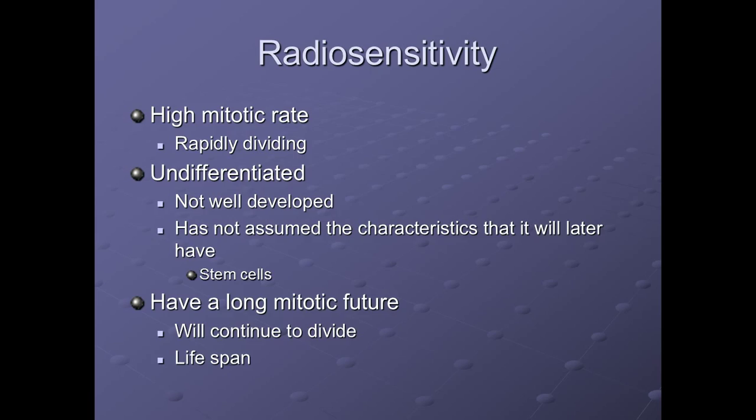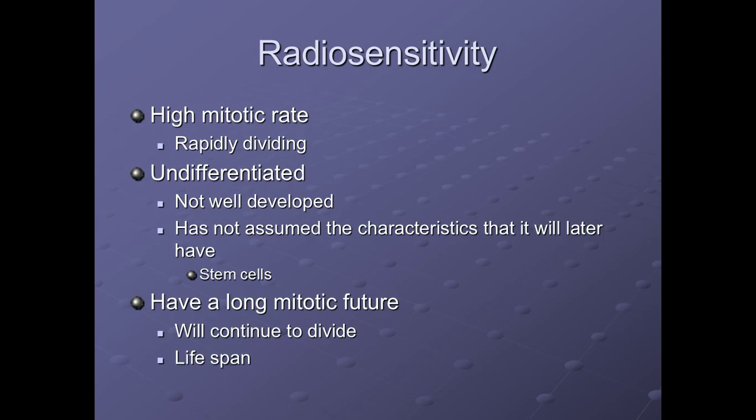The next thing that needs to be taken into consideration with radiosensitivity is how well differentiated a cell is, and this is how well developed a particular cell is, and this is known as differentiation. So if a cell is very undifferentiated, this means that it hasn't assumed characteristics that it will later have. And one of the most undifferentiated cells is obviously the stem cell, which can go on to become any other type of cell through differentiation. So a stem cell that is undifferentiated is very radiosensitive.